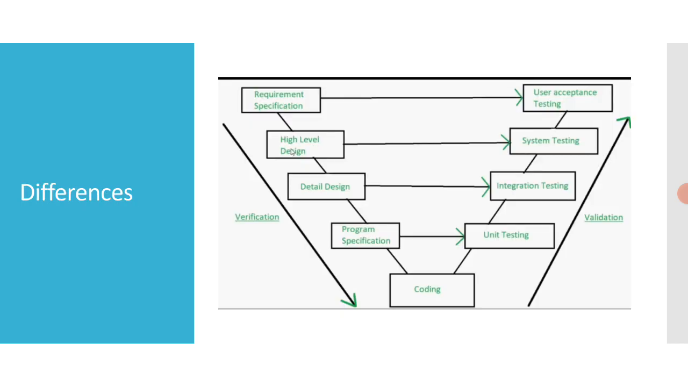So let's have a quick review. Verification happens during the code development or early stages of development. That means validation happens only after verification. So requirement specification, to the user acceptance testing, will have a correlation, and then we will do verification after requirement specification, with respect to high level design and detailed design and then program specification. So we do the verification during the early stages of coding itself or development itself.